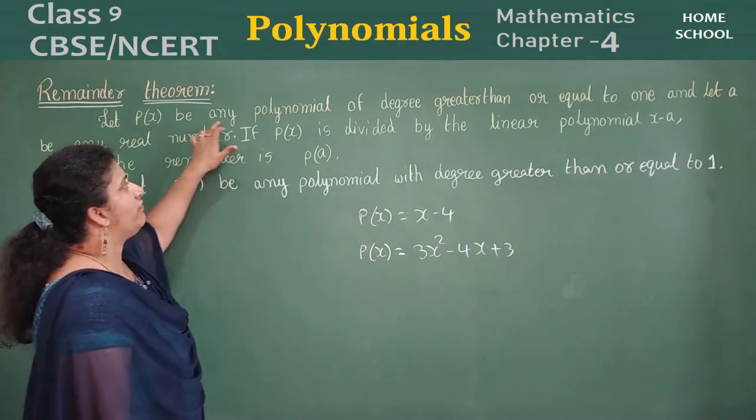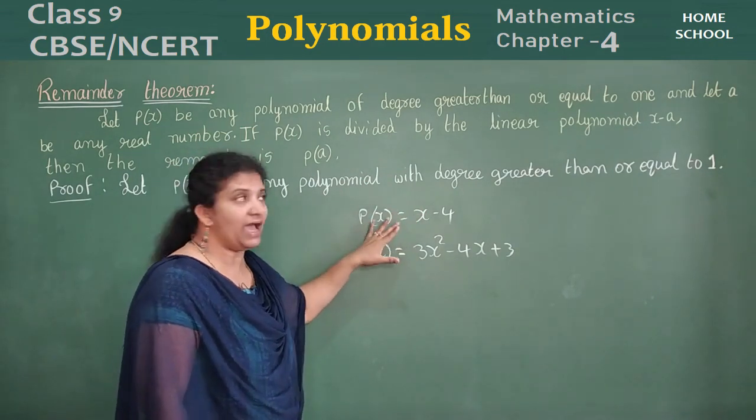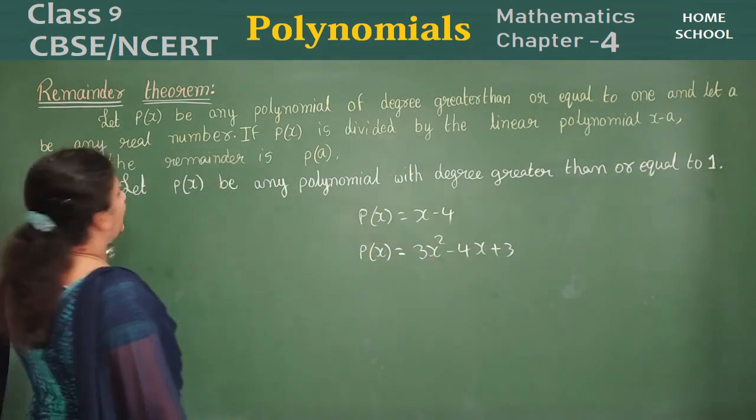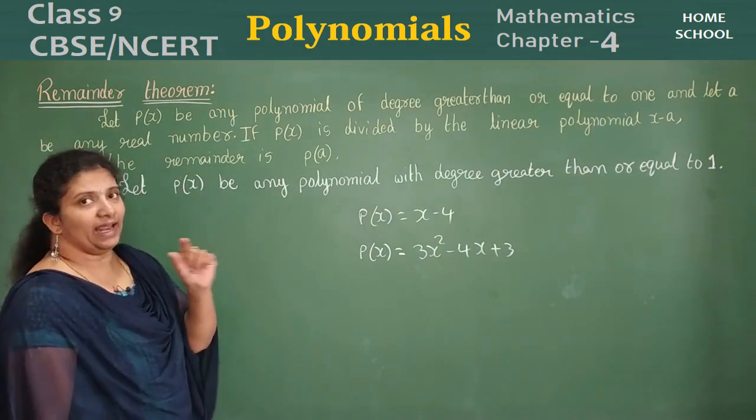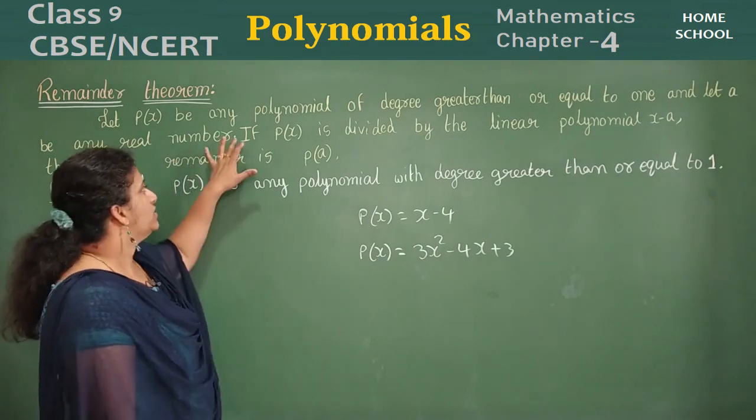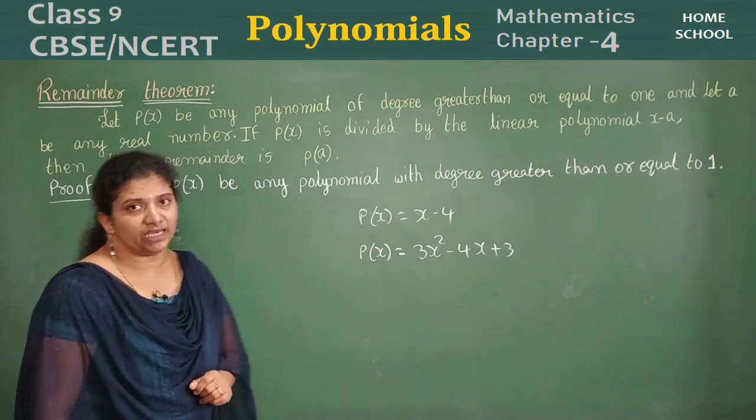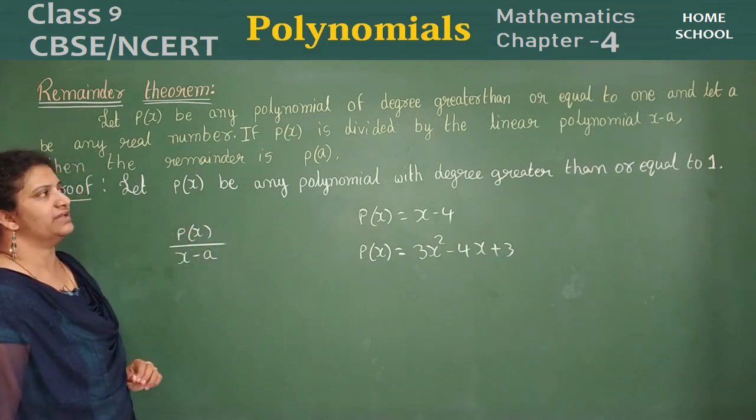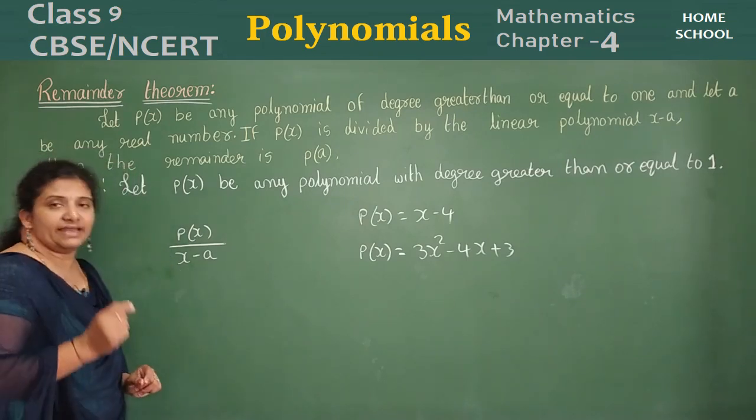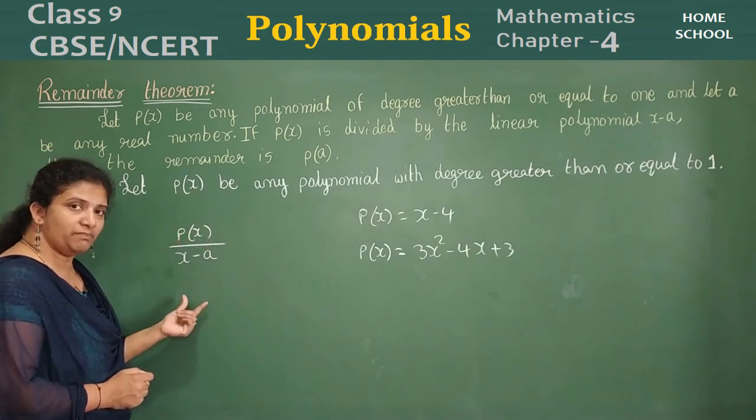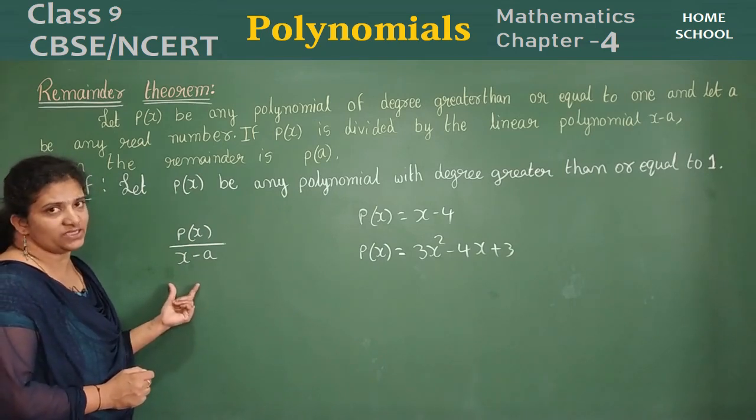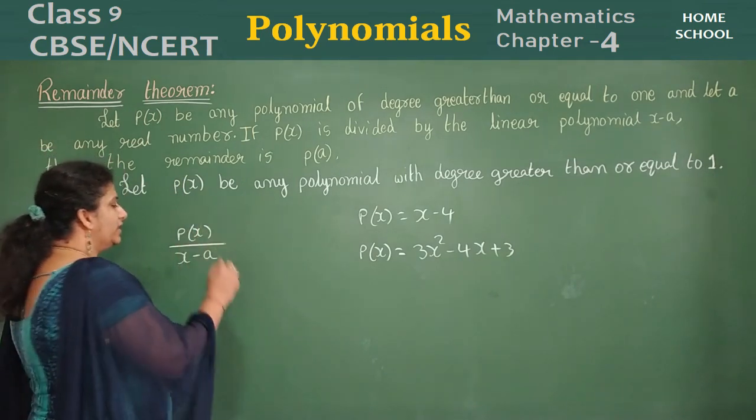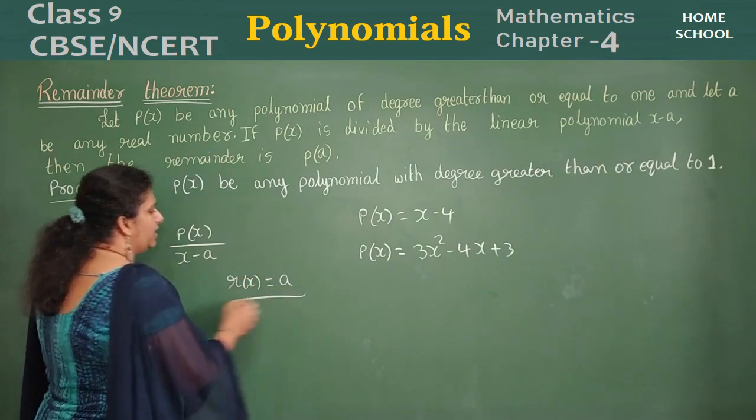So, now read the statement. Let p of x be any polynomial of degree greater than or equal to 1. Equal to 1, greater than 1. I have shown you examples. And let a be any real number. A letter a, be any real number. Okay. If p of x is divided by the linear polynomial x minus a. So understand here, a is any real number and polynomial p of x is divided by x minus a. X minus a is also a linear polynomial. Then the remainder is p of a. You need to prove this.